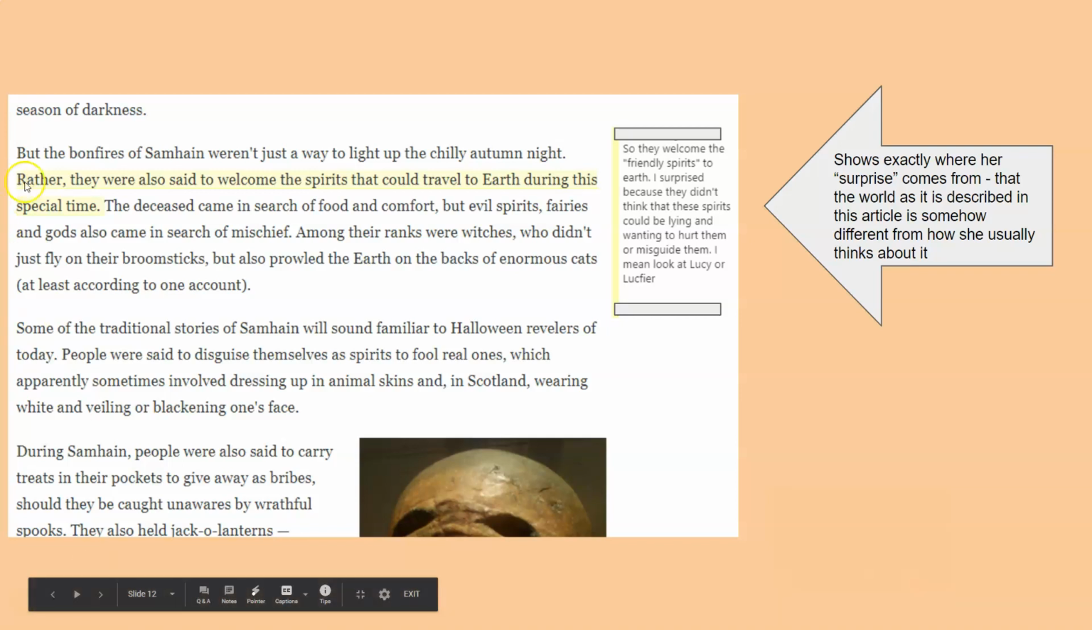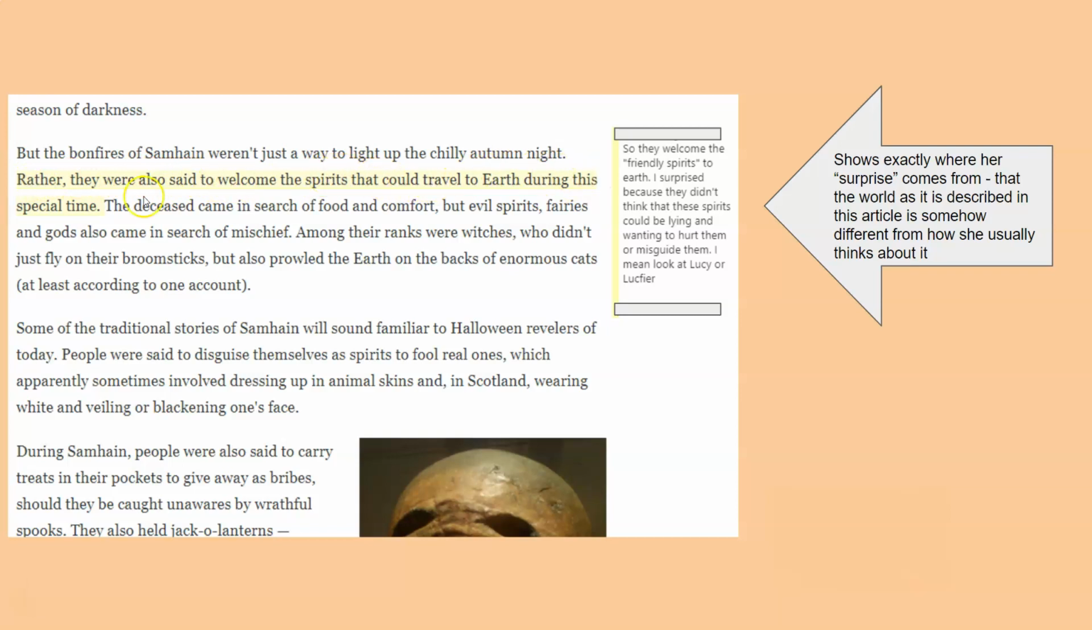This one, short and sweet. Rather, they were also said to welcome the spirits that could travel the earth during this time. So, okay, bonfires. I would have also highlighted the sentence right before it, so it made more sense. But they're talking about bonfires and how they're said to welcome spirits to the earth. So this student writes, "So they welcome friendly spirits to the earth." "Friendly spirits" in quotation marks.